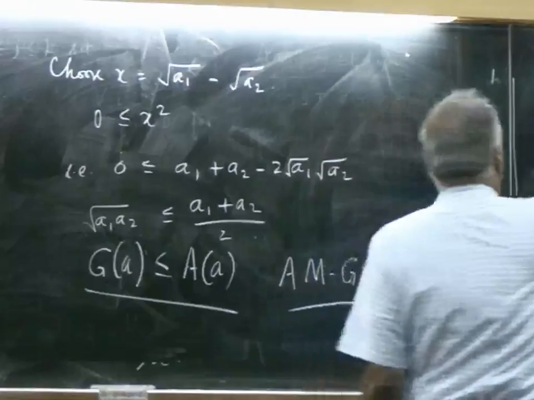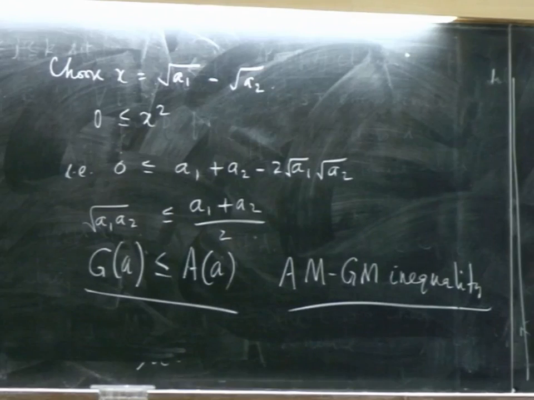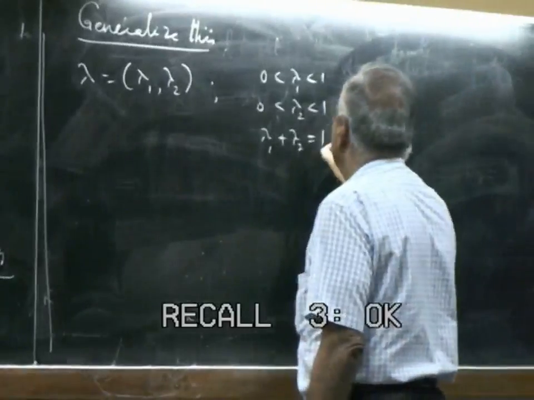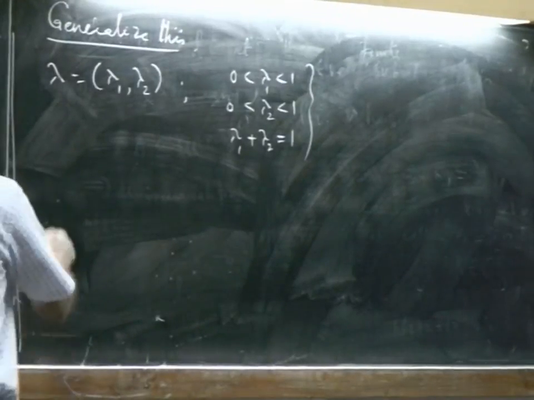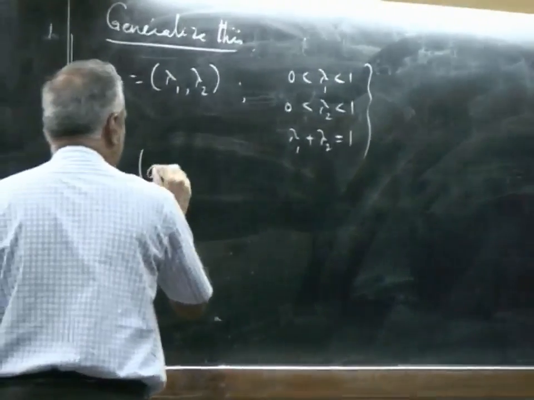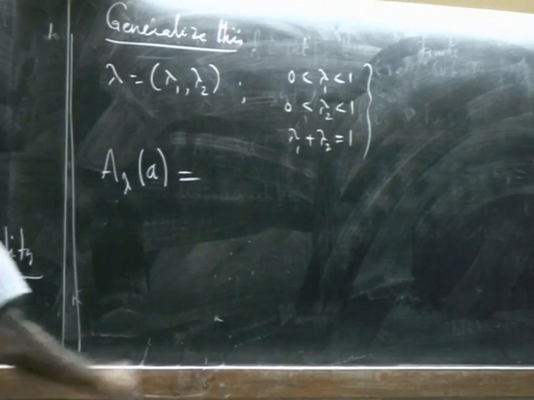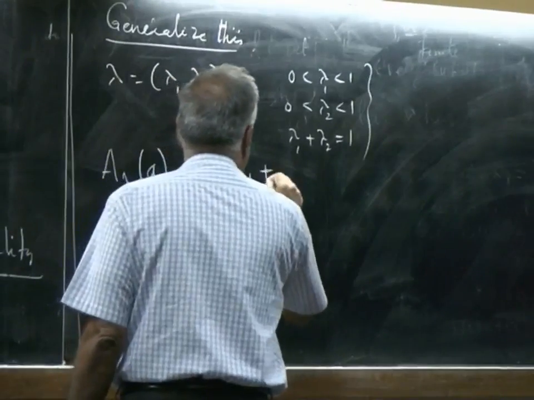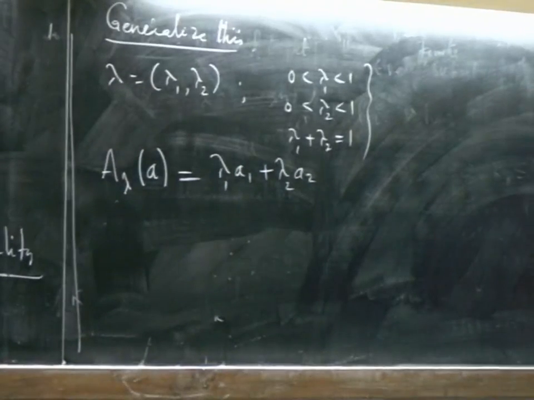So, let lambda be lambda 1, lambda 2, where 0 less than lambda 1 less than 1, 0 less than lambda 2 less than 1, and lambda 1 plus lambda 2 is 1. Total weight is 1. Now, I am going to define the weighted arithmetic mean as: give lambda 1 weightage to a1 plus lambda 2 weightage to a2, and I should put divided by lambda 1 plus lambda 2, which is 1. Okay. So, I get lambda 1 a1 plus lambda 2 a2.